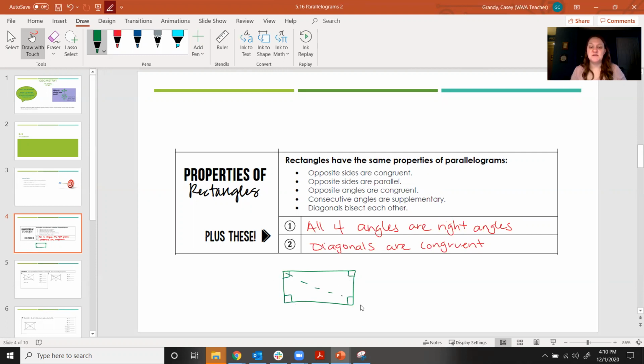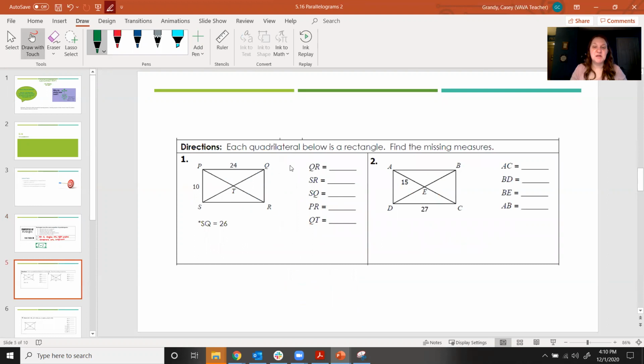And the diagonals are congruent. So this diagonal is the same length as that diagonal, which means that when they bisect each other, these pieces are now all the same length. So let's practice using those properties. Every property of a parallelogram is still fair game, plus the two additional properties for a rectangle.